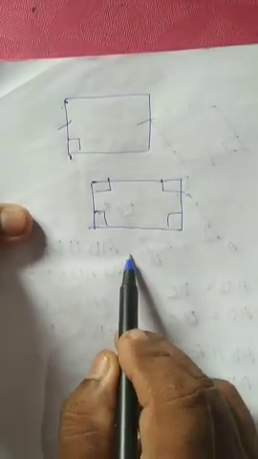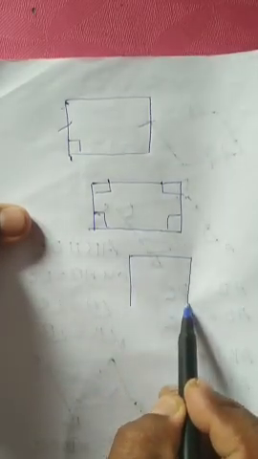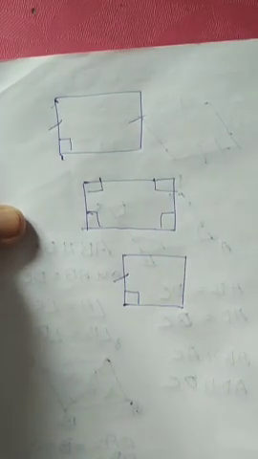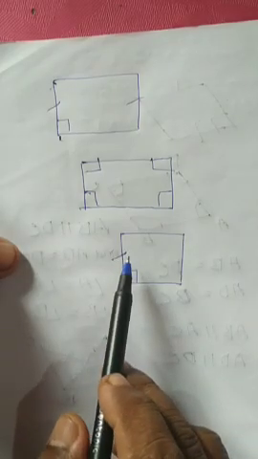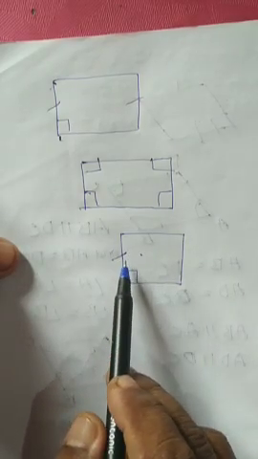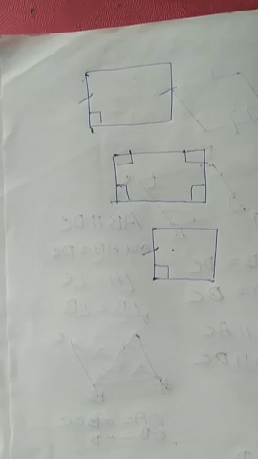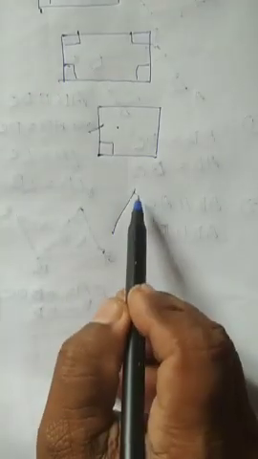Next definition, what is a square? In earlier classes we studied that four sides are equal and angles are right angles. This is not the actual definition of a square. The definition of a square as per Euclid: a rectangle whose all sides are equal is called a square. Definition of rectangle, a parallelogram whose angles are right angles. Square, a rectangle whose all sides are equal.